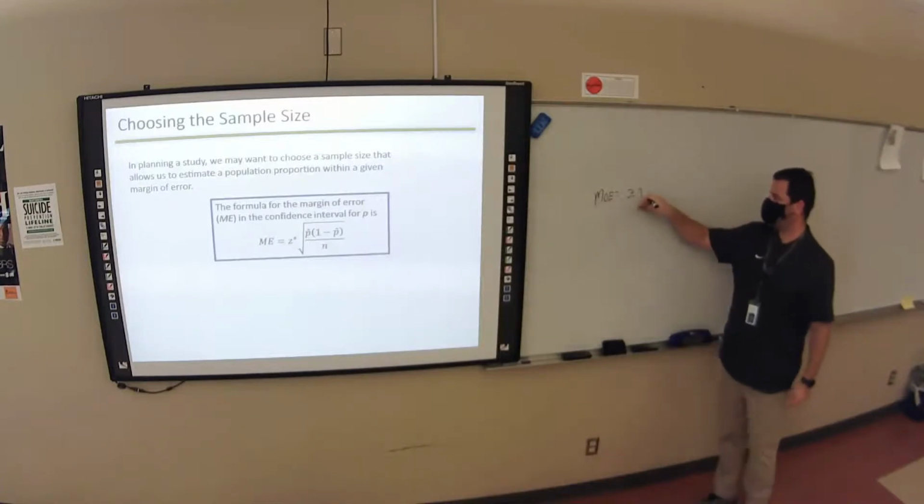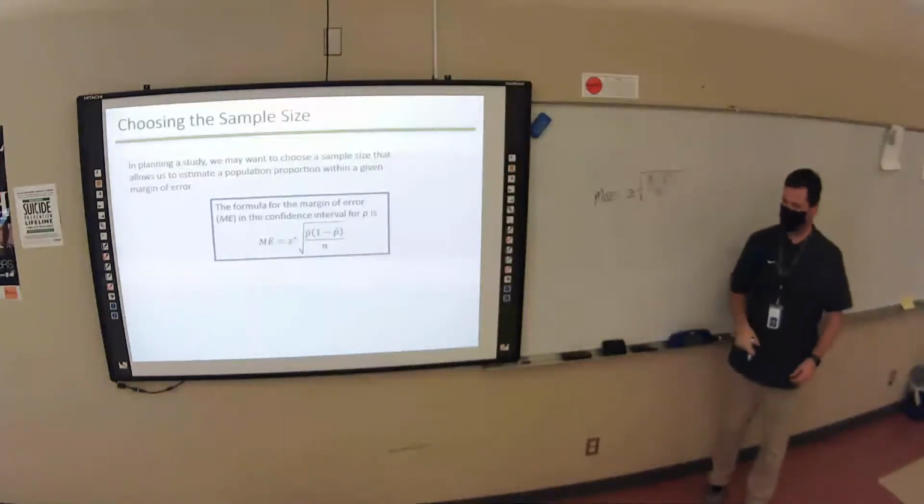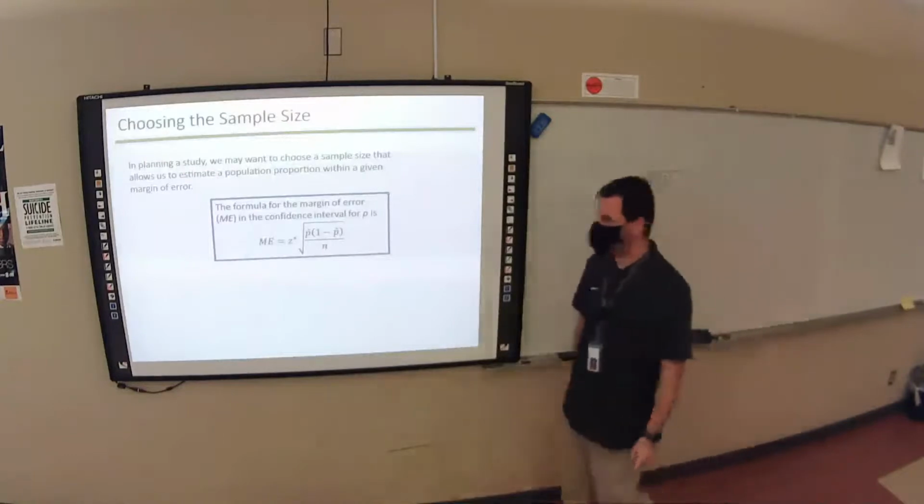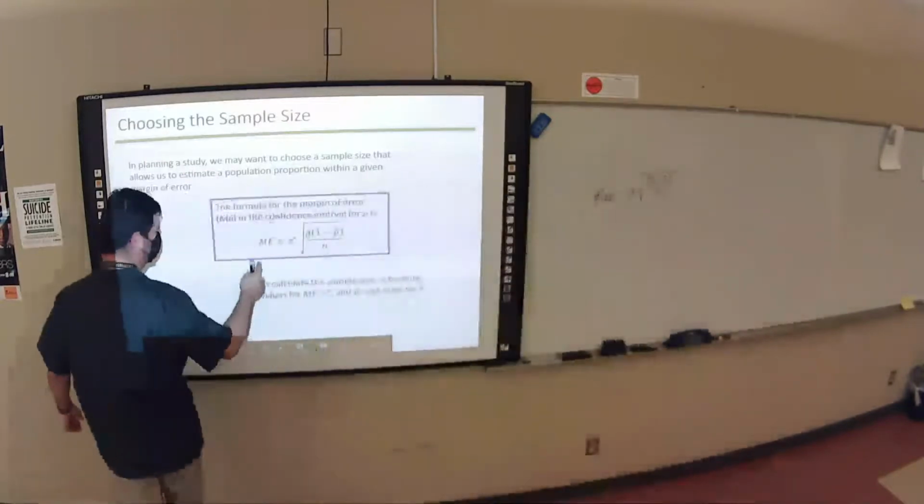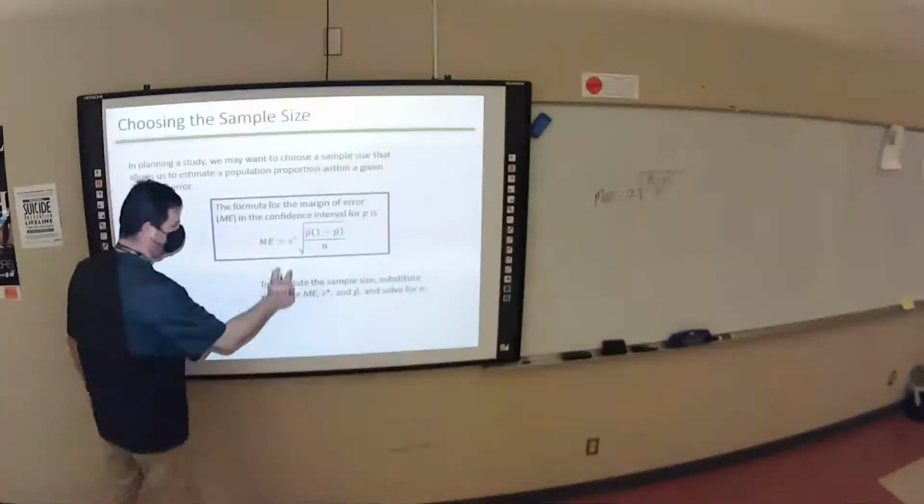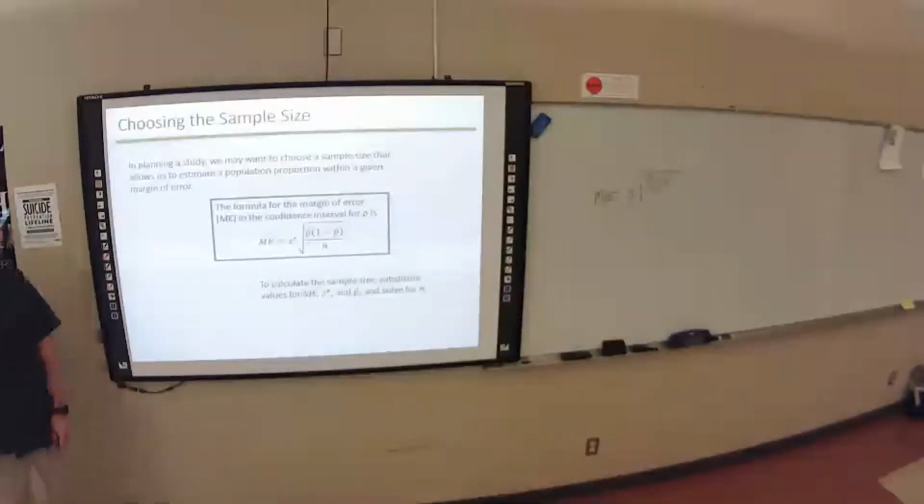It's the Z score and P hat, 1 minus P hat, N. Okay? And guess what they're going to give us? They will give us the margin of error. They will tell us what confidence level. If they don't, we'll use 95.